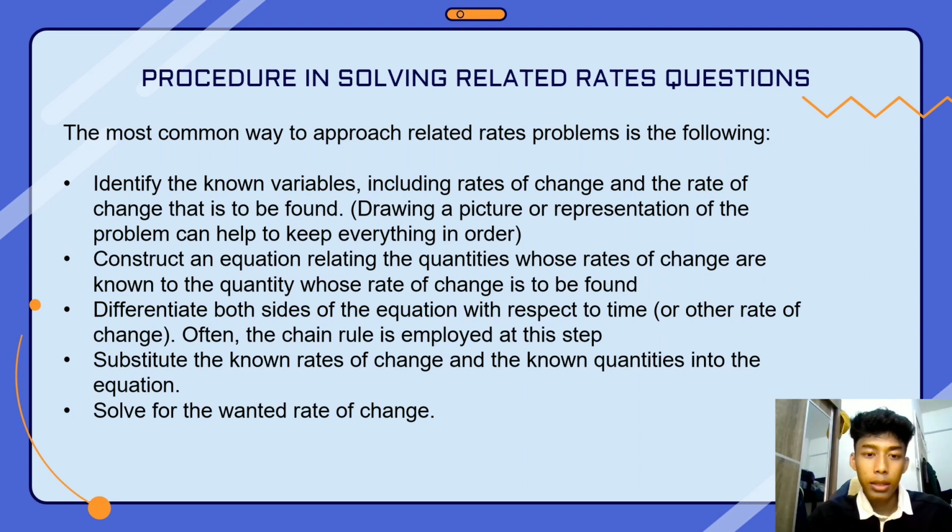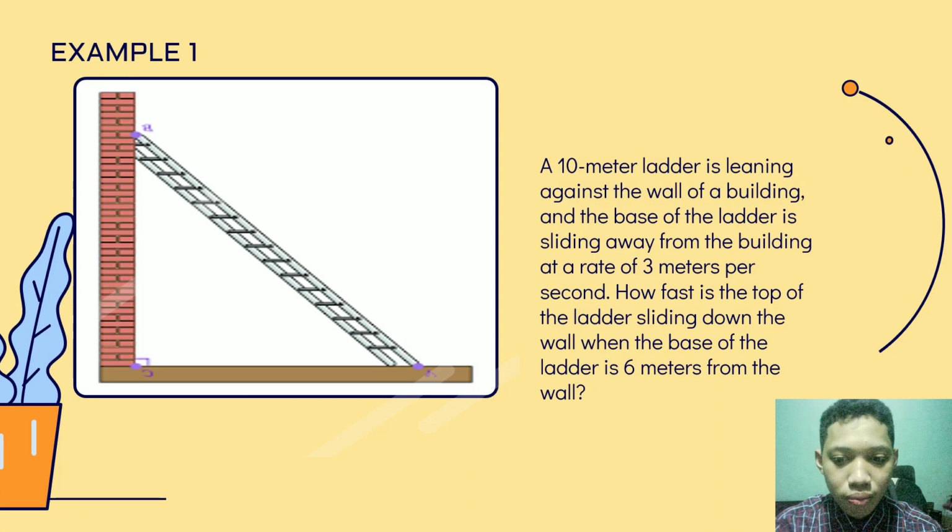Differentiate both sides of the equation with respect to time or other rate of change. Often the chain rule is employed at this step. Substitute the known rates of change and the known quantities into the equation. Solve for the wanted rate of change.